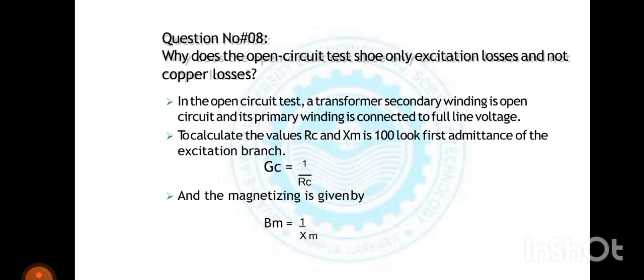Question number 8. Why does the open circuit test show only excitation losses and not copper losses? In the open circuit test, a transformer's secondary winding is open circuit and its primary winding is connected to full line voltage. To calculate the values of Rc and Xm, look first at the admittance of the excitation branch. Gc is equal to 1 upon Rc and the magnetization susceptance is given by Bm is equal to 1 upon Xm.